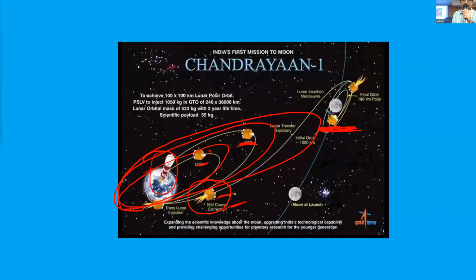It will travel. When enough distance is reached, it will go and get inserted into the gravitational force of the Moon. That's the reason it does not have any stages. There is no rocket launch vehicle here. Only the Chandrayaan-1 payload is there.